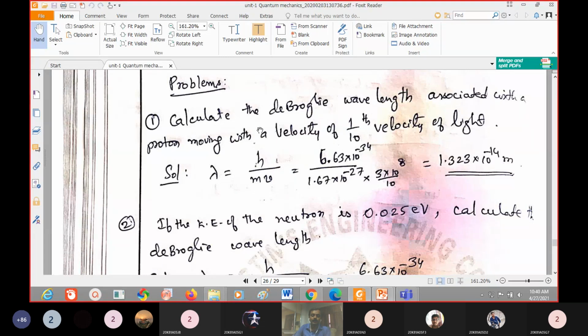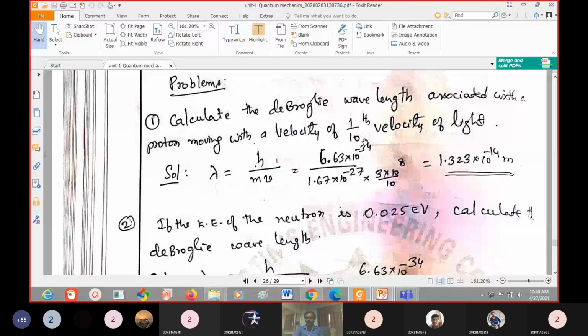Everyone note down this. Calculate the de Broglie wavelength associated with a proton moving with a velocity of 1 by 10th the velocity of light. So we have to calculate the de Broglie wavelength lambda. What is given here? Velocity is given: V is equal to c by 10, where c is the light velocity.